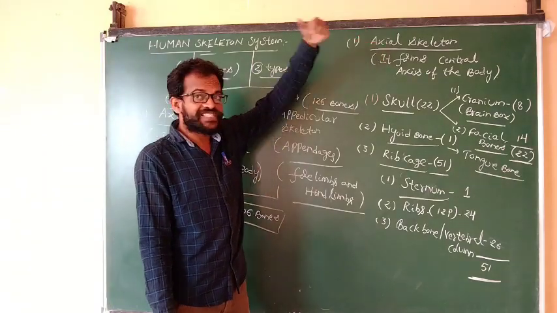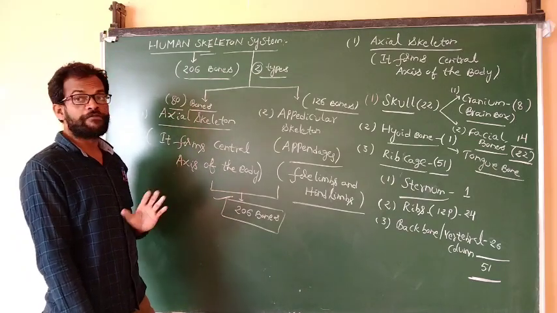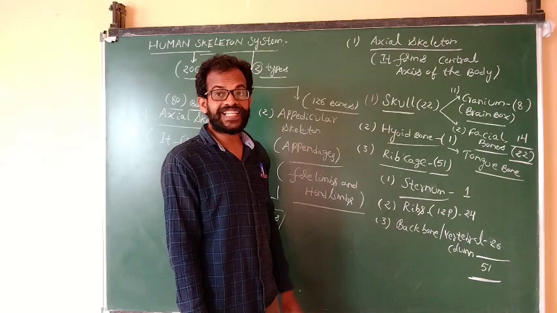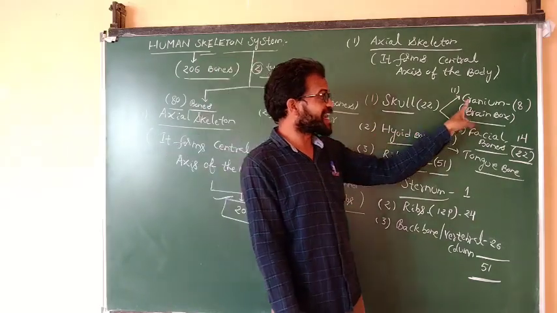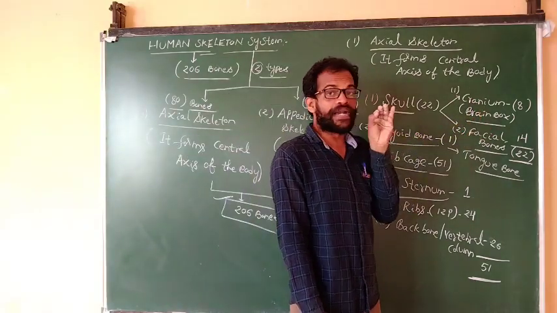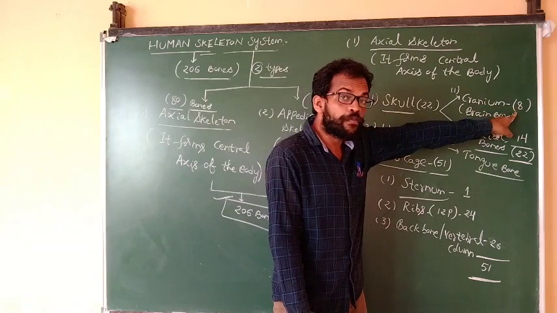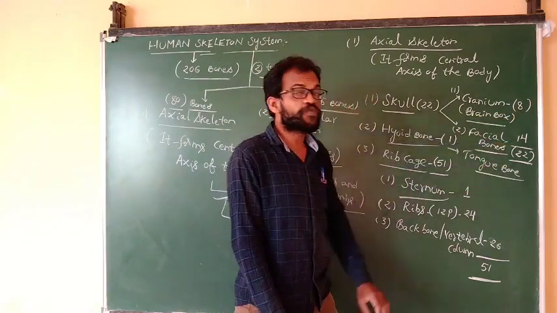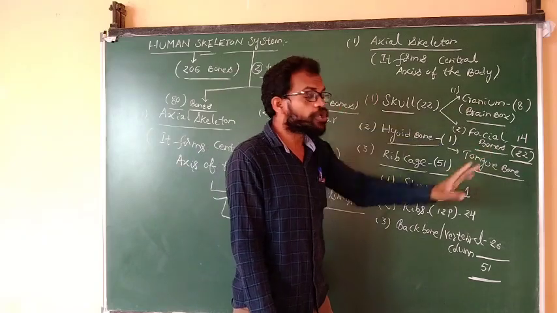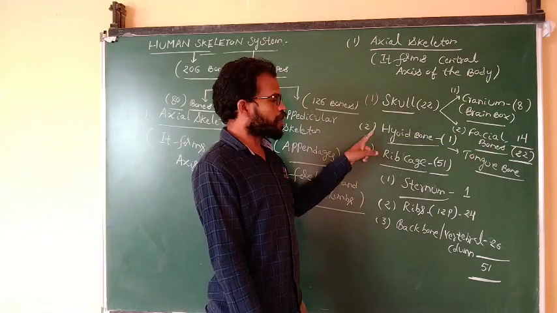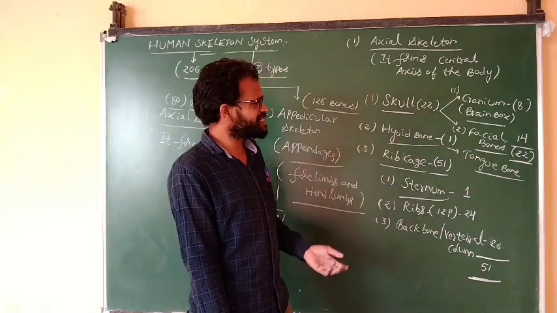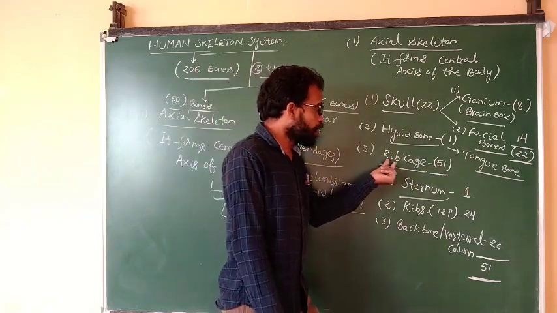How many bones are present in the central axis of the body? 80 bones. The first one is the skull. How many bones are present in the skull? 22 bones. The cranium, also known as the brain box, consists of 8 bones, and the facial bones consist of 14 bones. The total is 22 bones. Next, the hyoid bone, which means the tongue bone. Only one. And also the rib cage.